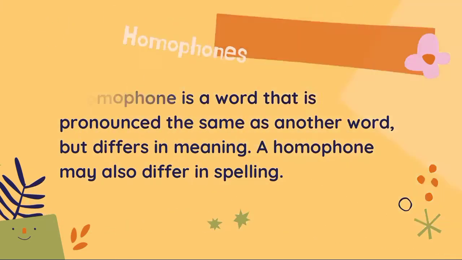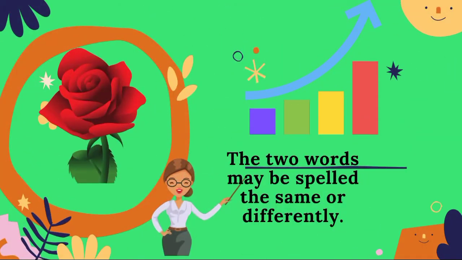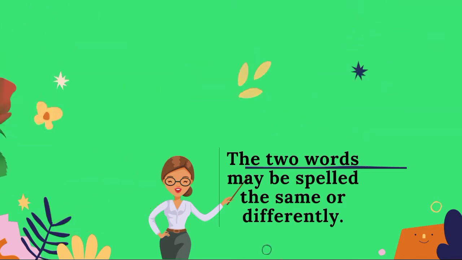Okay, now the two words may be spelled the same. For example, rose, as in the flower rose, and rose, the past tense of rise. You see, the spellings are the same, but the meanings are different.